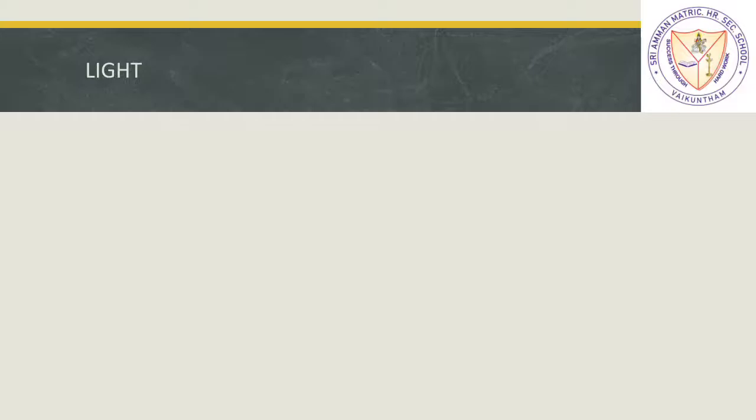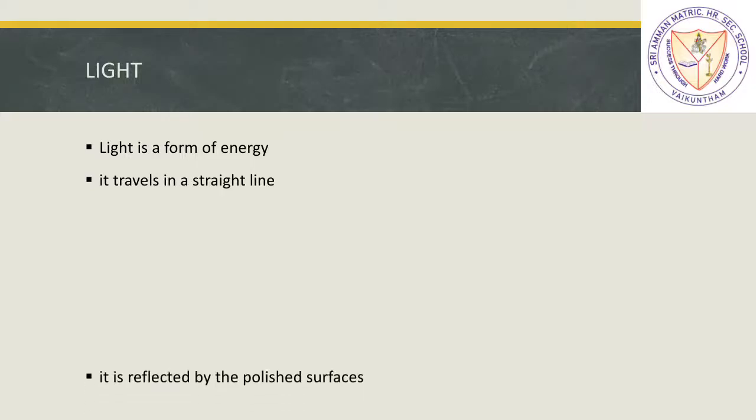So we are seeing different things, and even we are seeing the screen and learning everything because of the presence of light over there, right? So what is this light? Light is a form of energy. We all know this. It is one of the forms of energy. It travels in a straight line. Always remember, light travels in a straight line.